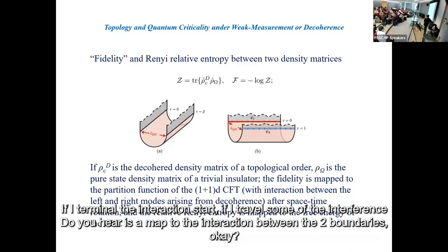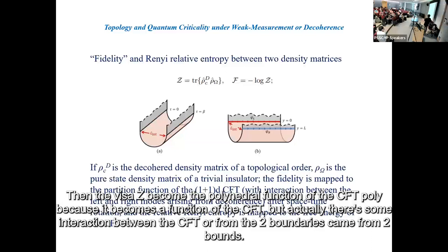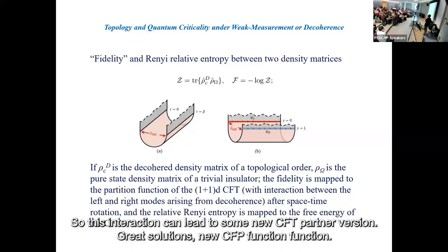If I turn on some decoherence, decoherence is mapped to the interaction between the two boundaries. Then this Z becomes the partition function of the CFT, but actually there's some interaction between the CFT from the two boundaries. So this interaction can lead to some new CFT partition function.